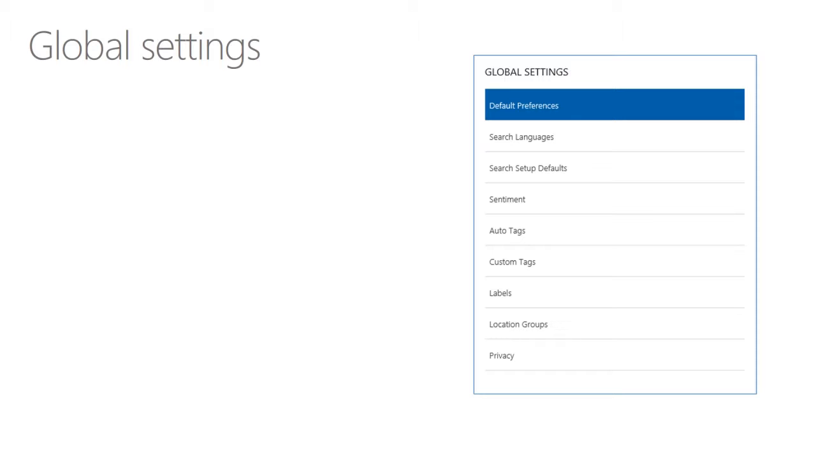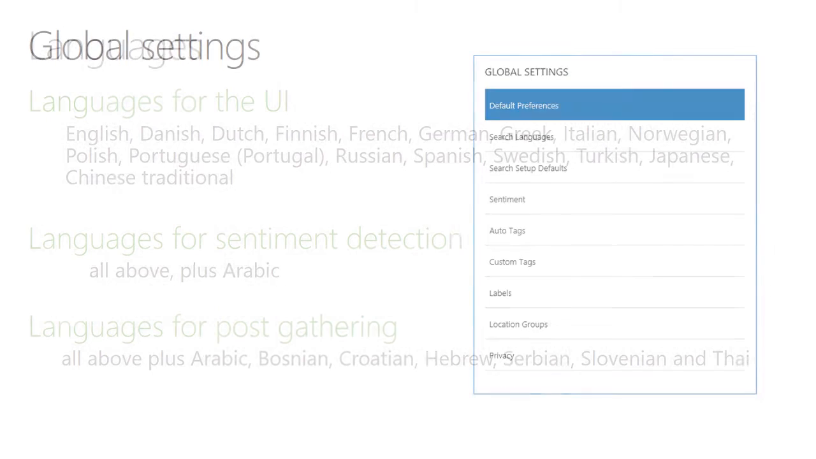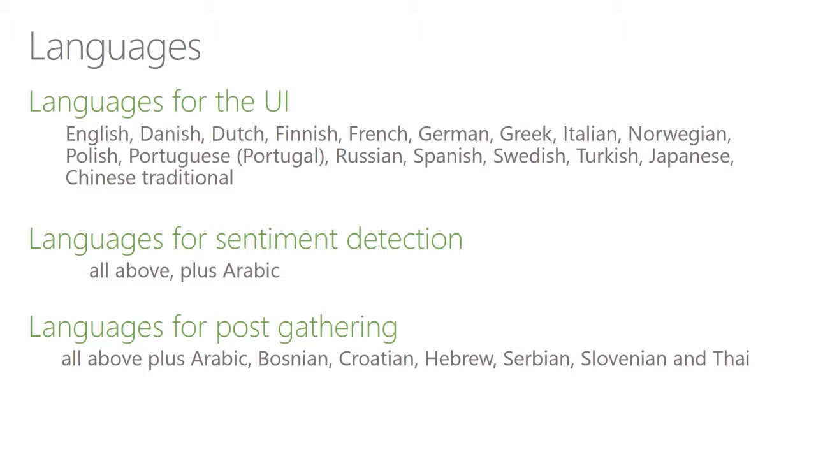We have several different global settings available, and from here we're going to dive into just a couple of them for some details for you. Languages. Everyone always talks about the different languages that we have available, and there are many of them. We have several available for the UI, from English to Finnish to Russian to Turkish to traditional Chinese. Those are all available as items in the user interface.